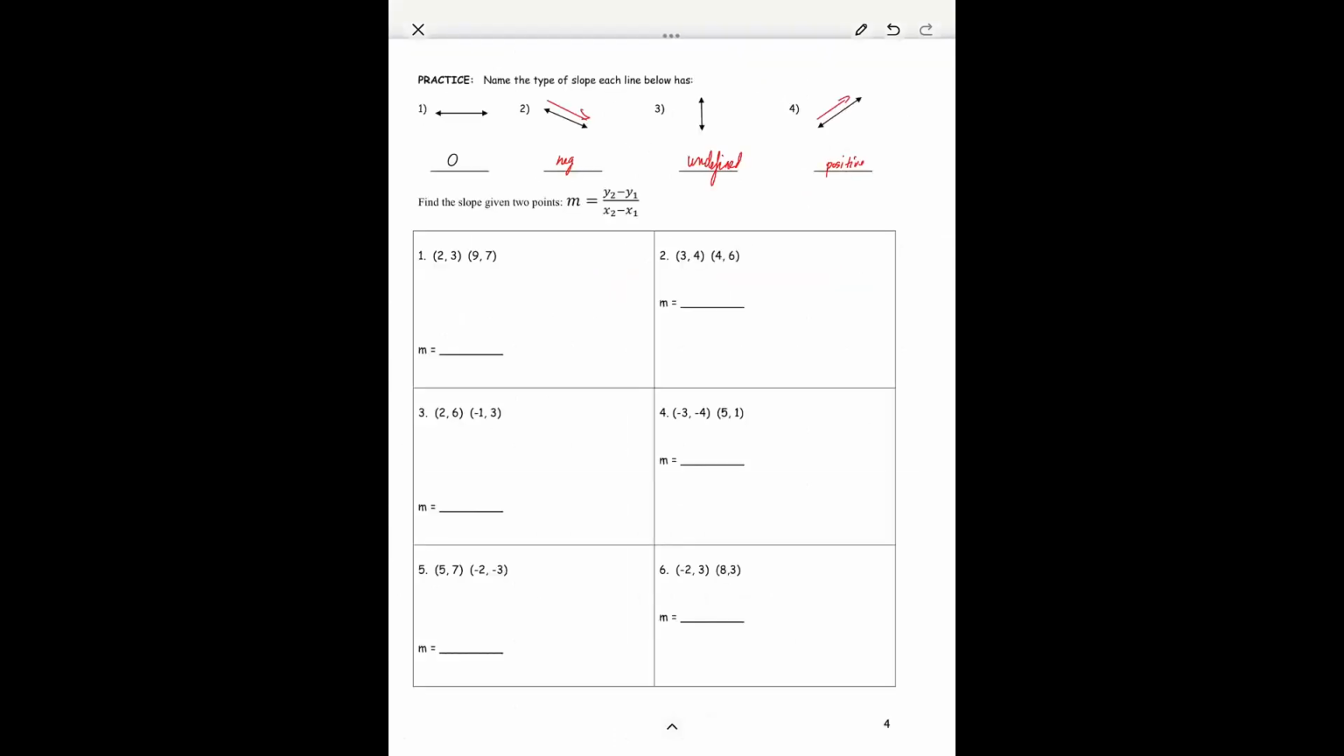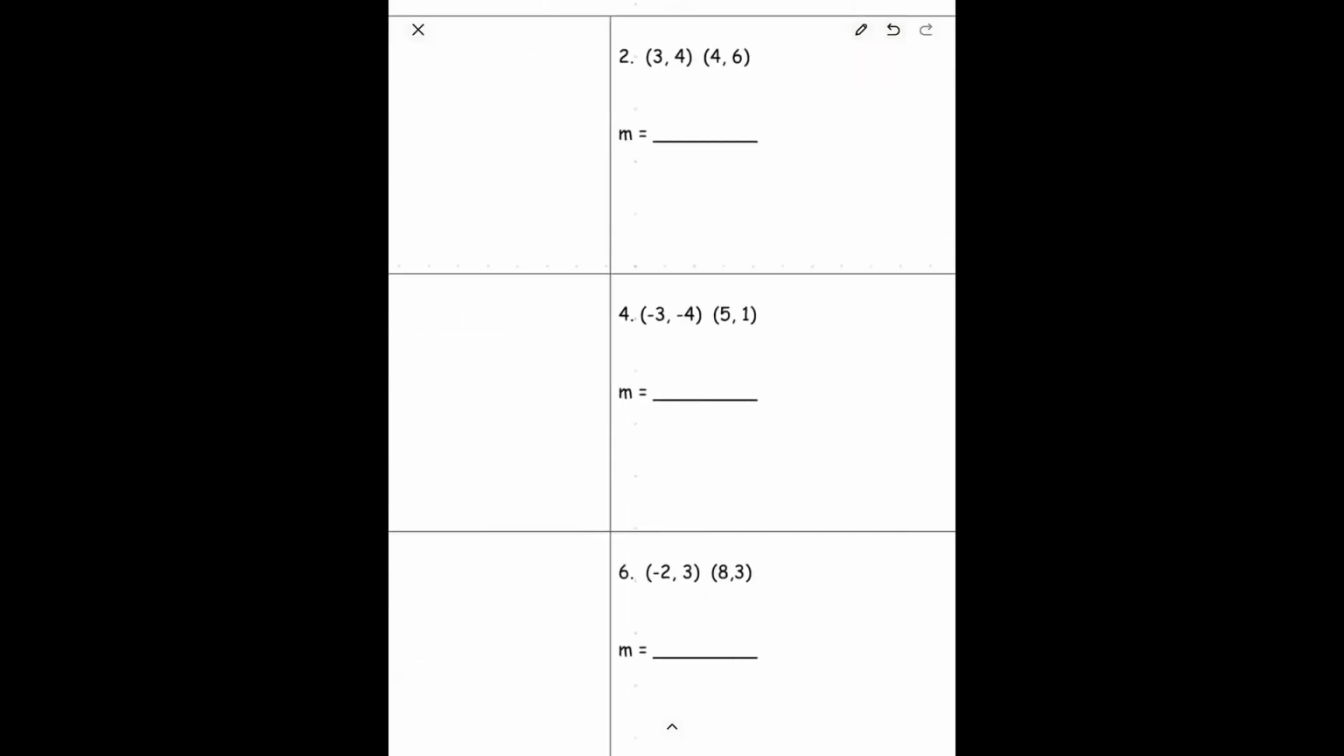So I'm going to do number 4. I just jumped around. I'm going to do one from this one, and then I'm going to post this. So again, label your points, x1, y1, x2, y2. We're going to use that formula, y2 minus y1 over x2 minus x1 gives us the slope. So let's do that. So we're going to do 1 minus a -4. And then I'm going to do 5 minus a -3.